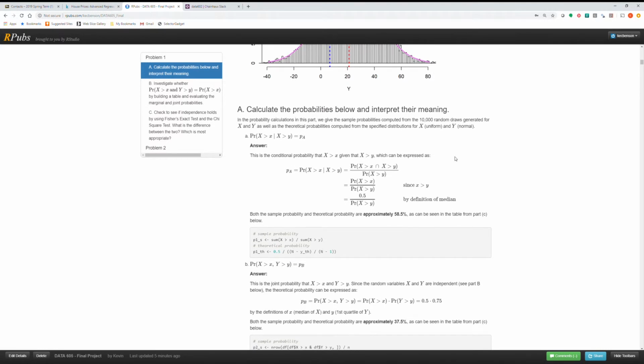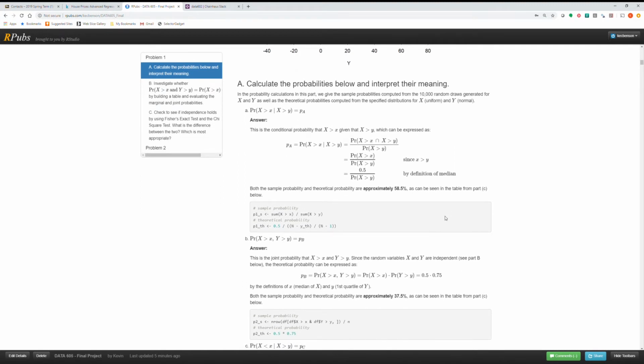So in part A, we're asked to calculate the probabilities. The first probability is a probability of the random variable x being greater than small x, conditional on x being greater than small y. This is a conditional probability, which we can express mathematically through the usual formula. Working through the math, that ends up being approximately 58.5%.